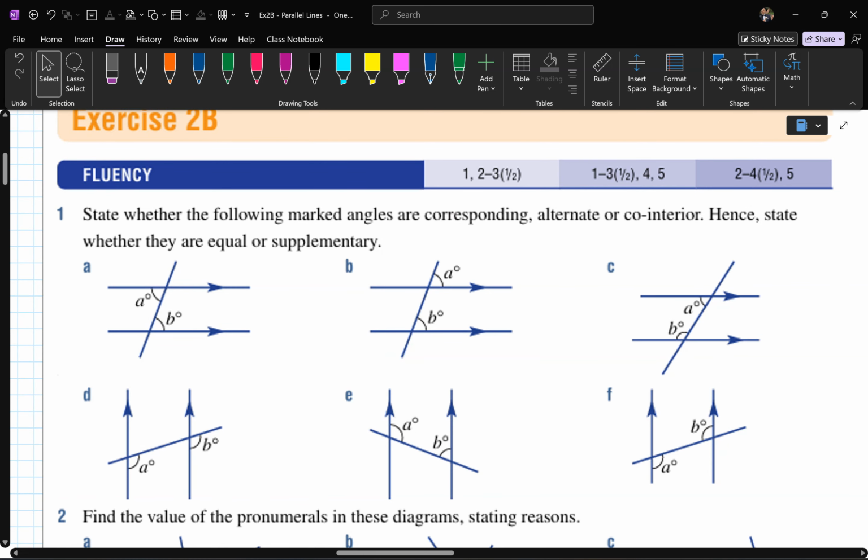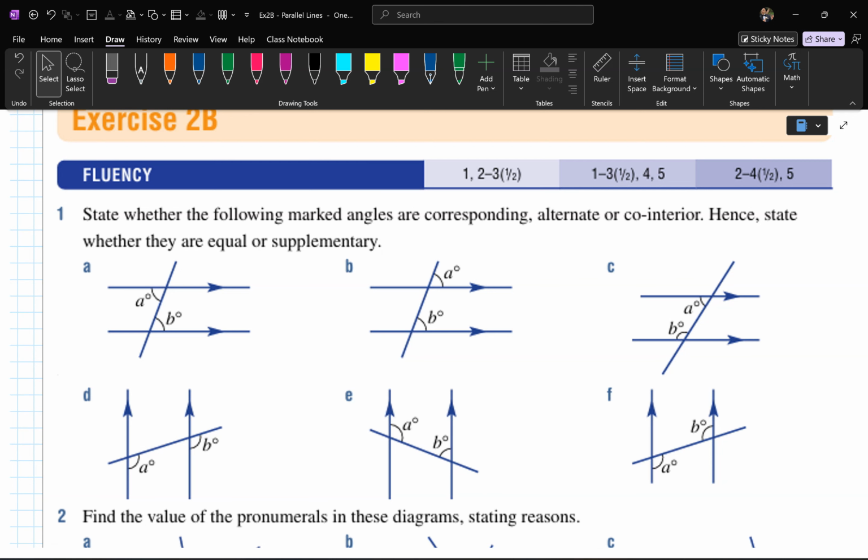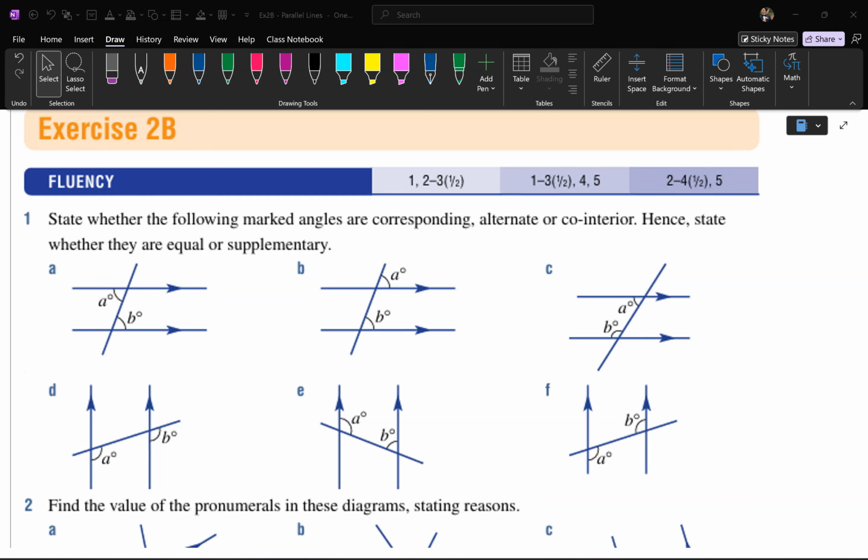I'm going to give you 7 minutes to identify A, B, C, D, E, F. Is it neither, alternate, corresponding, co-interior, or vertically opposite? Which one is it? Okay, so A, B, C, D, E, F. You've got 7 minutes. It's 10:44. Let's go. I'm going to pause the video. I'm going to resume.